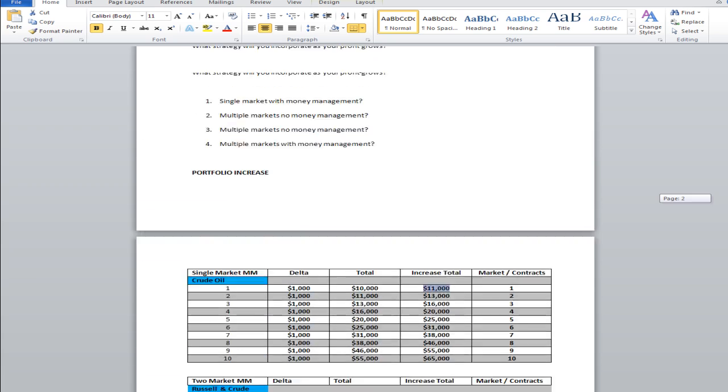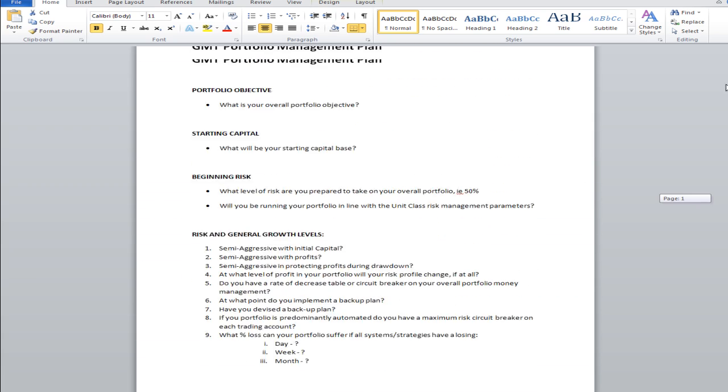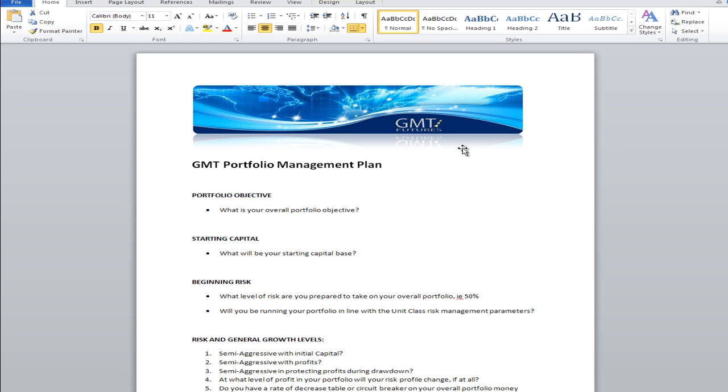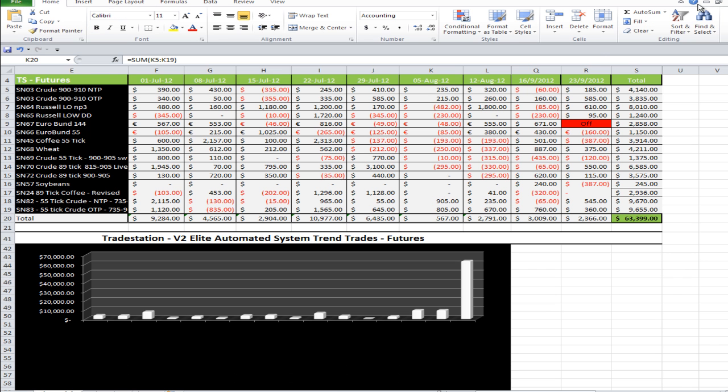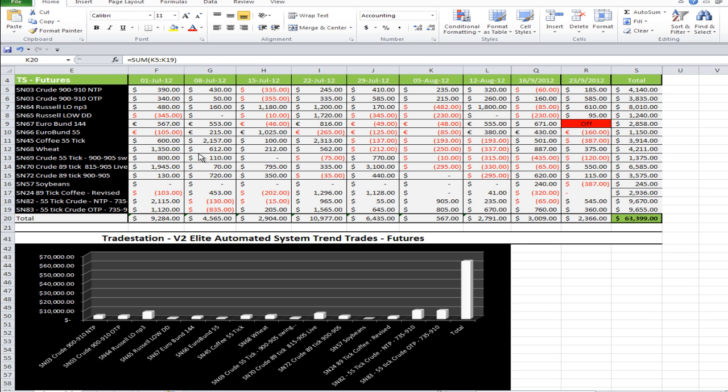As I mentioned before, this new module or this new lesson will be uploaded shortly. It just really rounds out the money management model, and I think you'll enjoy going through the whole process. So guys, that was the portfolio management plan, just a little bit of a brief look at the systems.